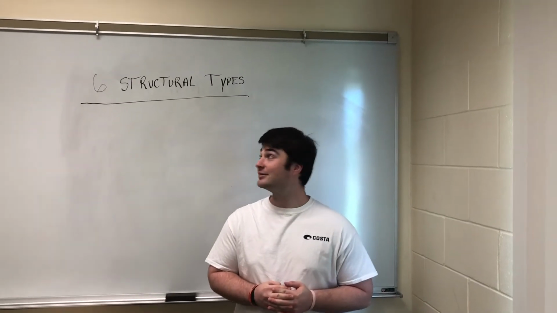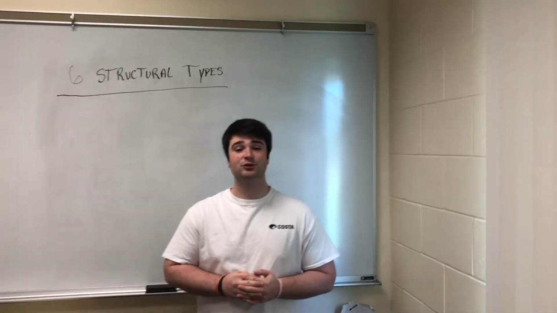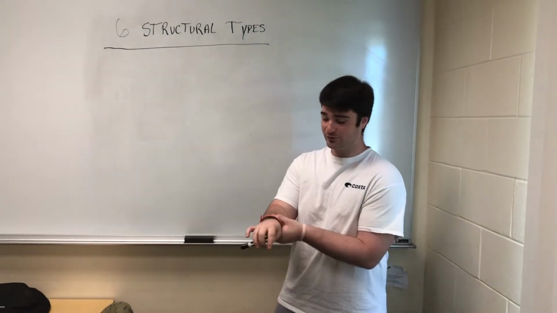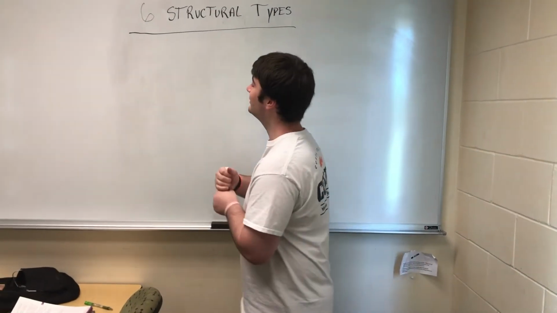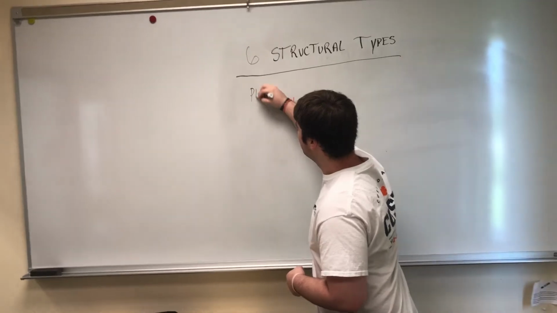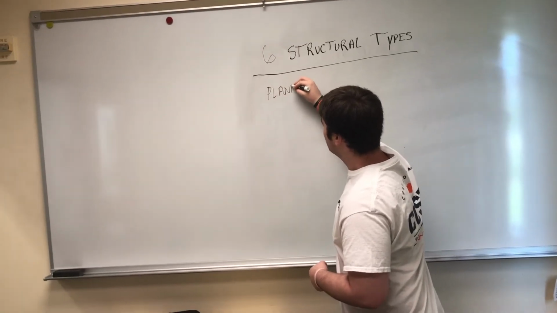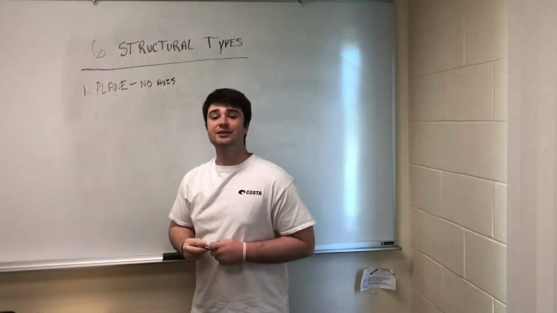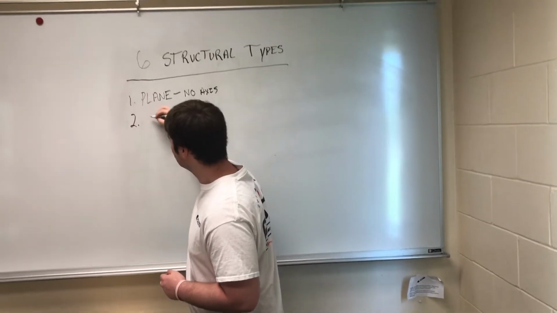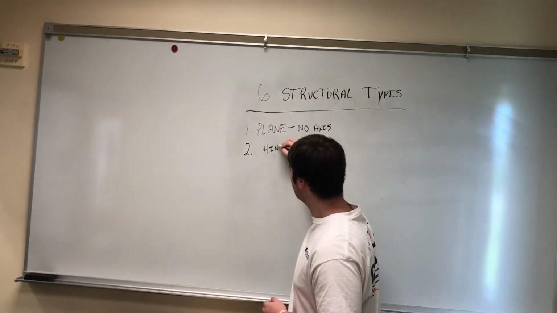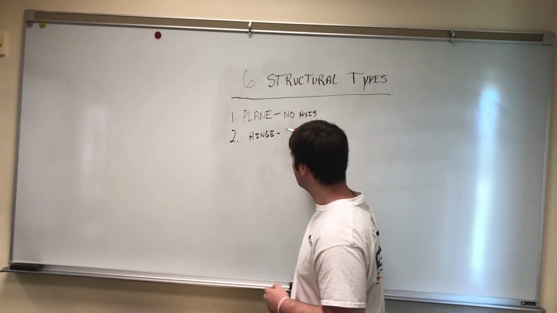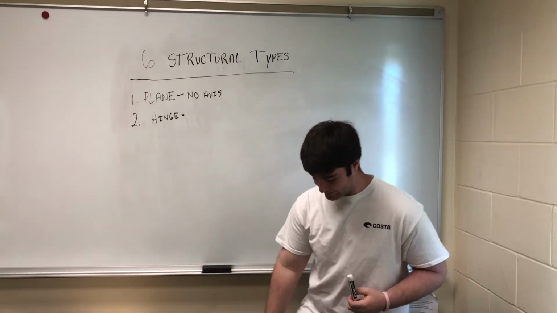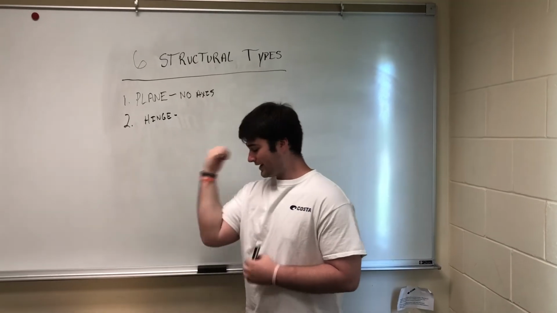All right, next we're going to talk about 6 structural types of synovial joints. First one we have is plane, which has no axis and happens on short bones, which is found in your wrist. Next one we have is hinge joints. This happens at the elbow and is like a door, and it happens at the knee. Just has one axis going that way.